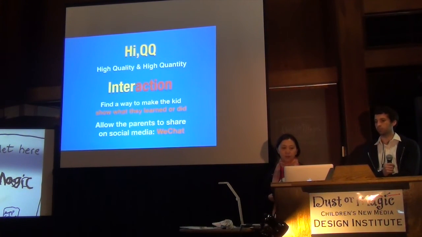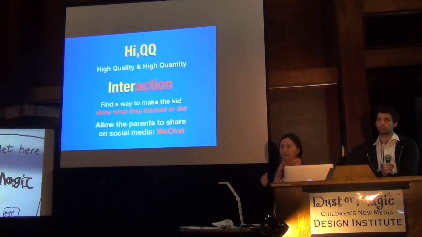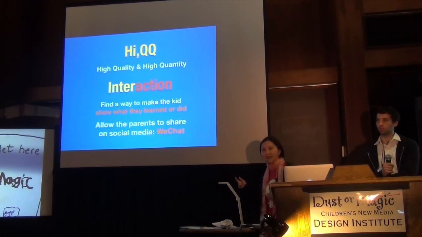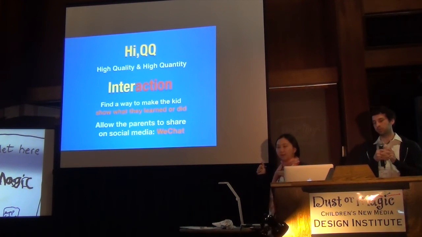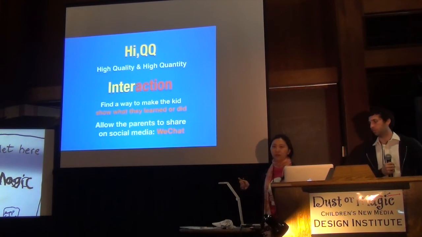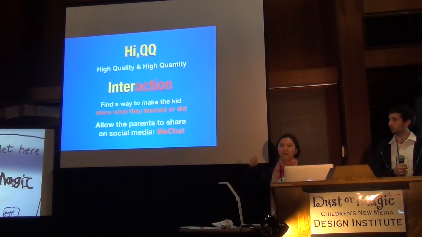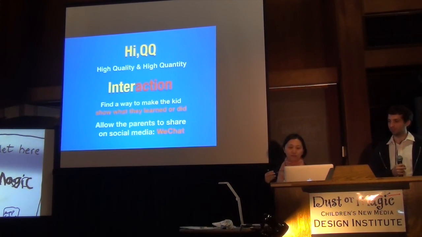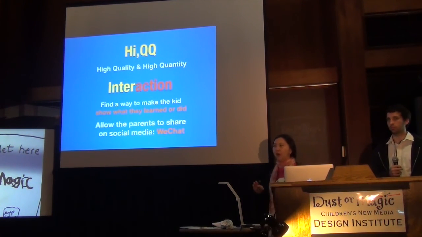And if your application allows the parents to share on the Chinese social media WeChat, that will be perfect. Does anyone know about WeChat? WeChat is kind of like WhatsApp, Europe's WhatsApp for China, and it combines Facebook as well. It's really very popular in China. People post anything on WeChat for others to like. So if the parents can share something about your application on their WeChat, that's really very good.